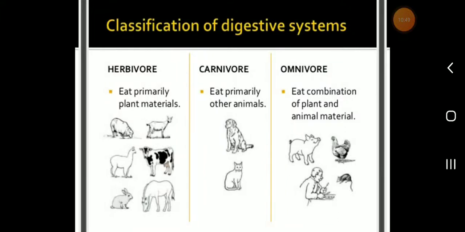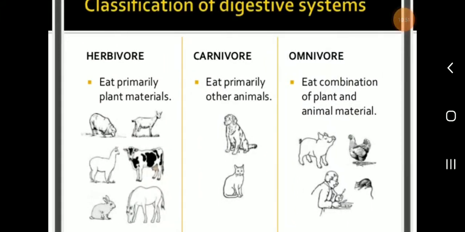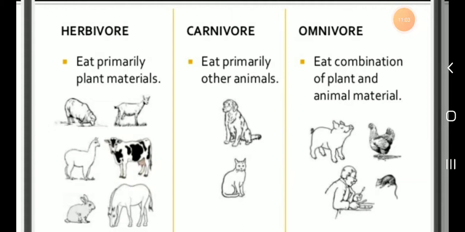Listen, classification of digestive systems, students. There are three classifications of food habits in animals: herbivores, carnivores, and omnivores. What is meant by herbivores? Already we learned that a herbivore animal means it eats only plants. That is a herbivore animal.